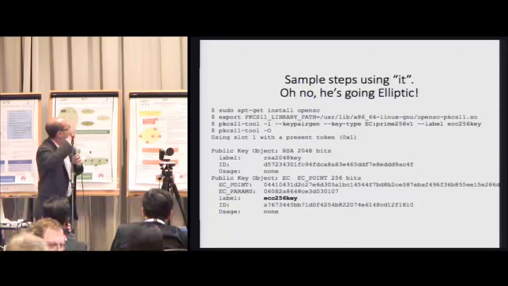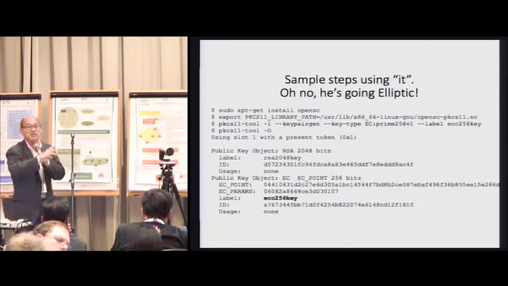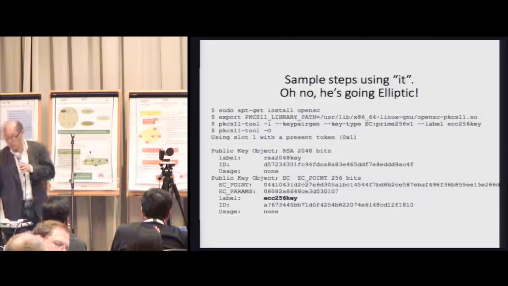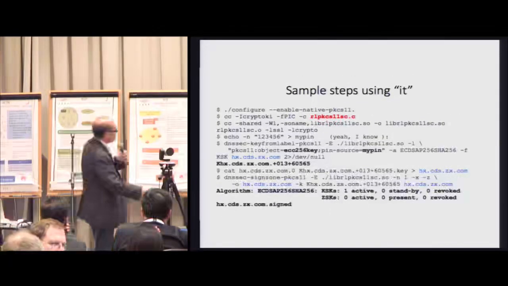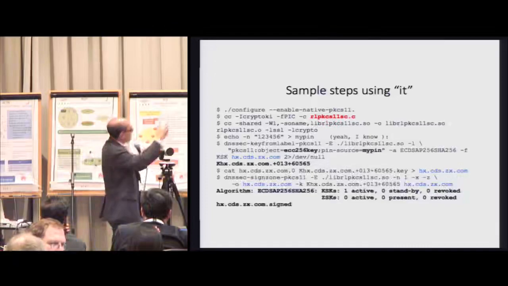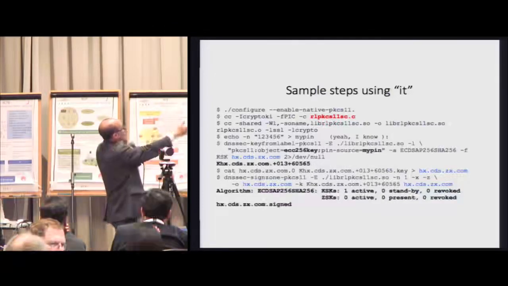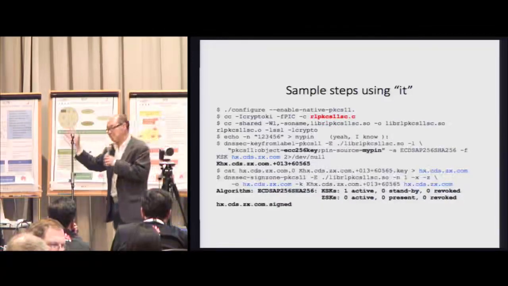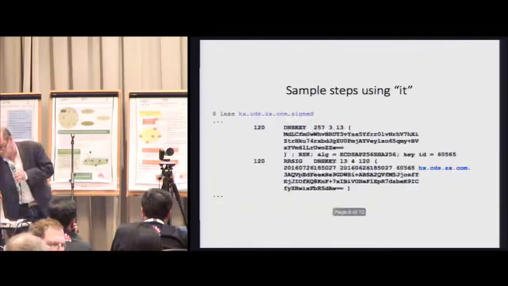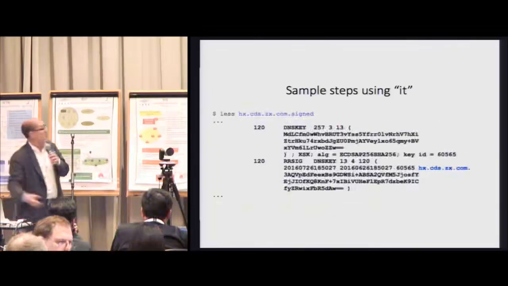Here's some code. Yes, I'm doing elliptic. This is what makes it interesting. The smart cards do support elliptic, and I'm just going to cut to the chase. DNSSEC guys here know what dnssec-signzone is, but you can see at the very bottom few lines there, algorithm ECDSA 256, it's signed, zone sign. So it works with smart cards. That's really it. And then there's the output of the signed zone.